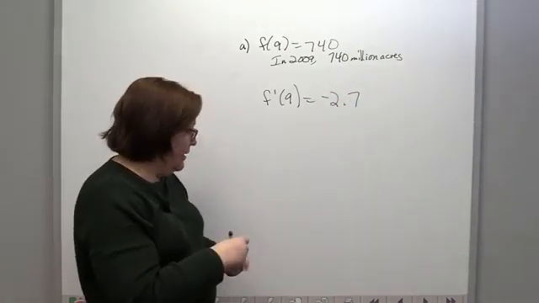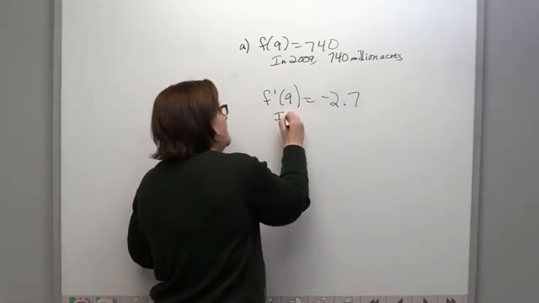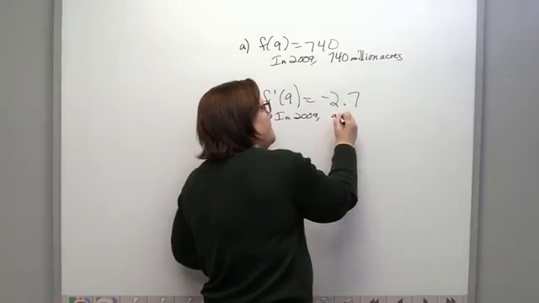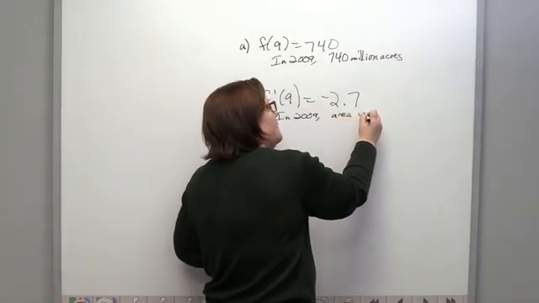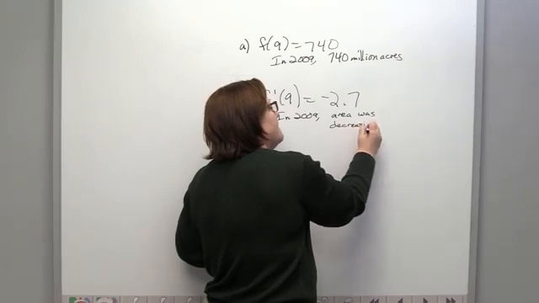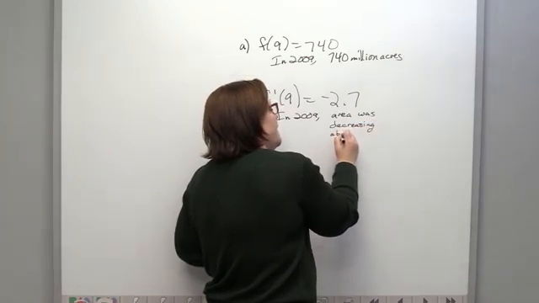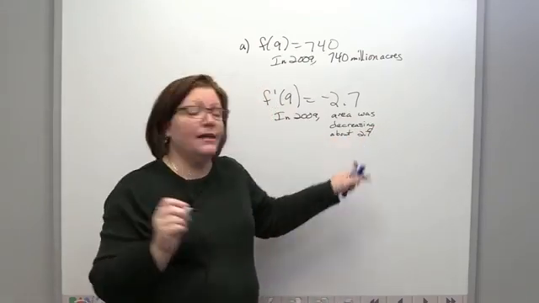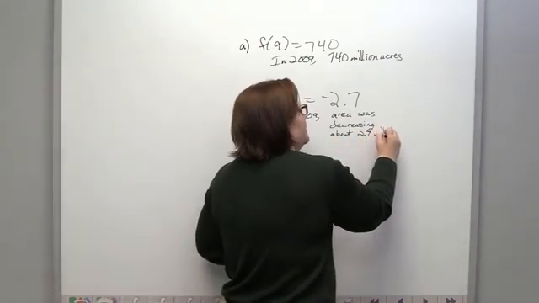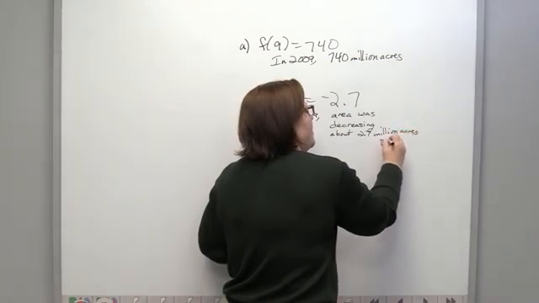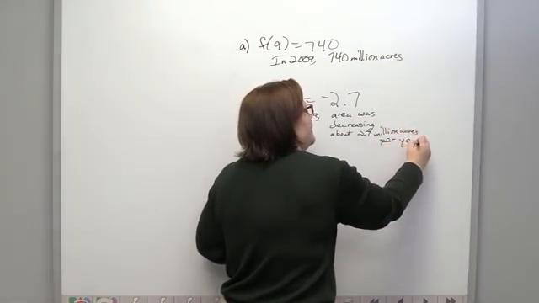So in 2009, the area was decreasing about 2.7, what were the units? Million acres per year.